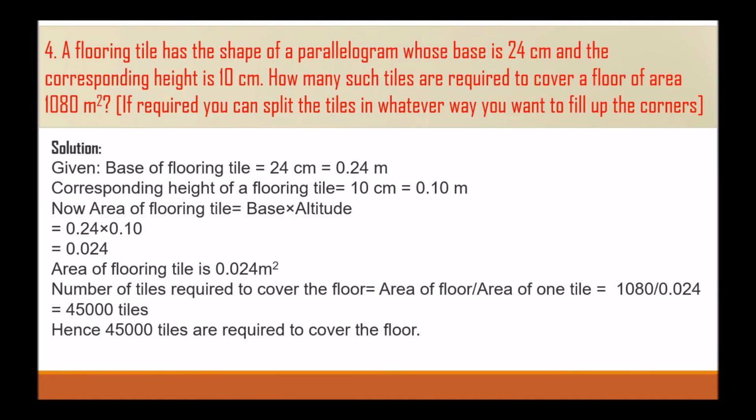Number of tiles required to cover the floor: the formula is area of floor divided by area of one tile. So 1080 upon 0.024. So we will get 45,000 tiles. Hence 45,000 tiles are required to cover the floor.